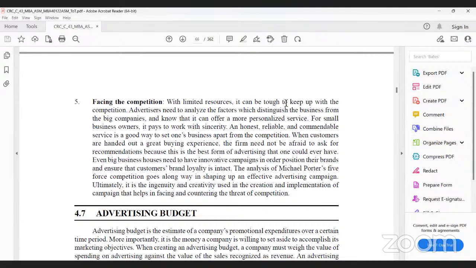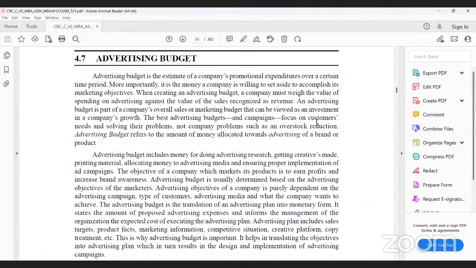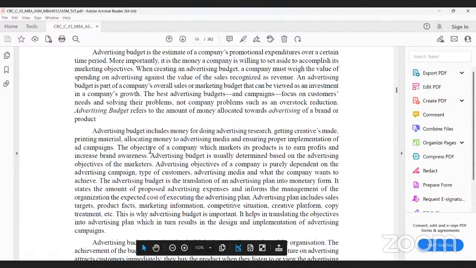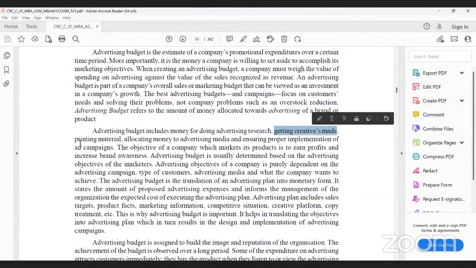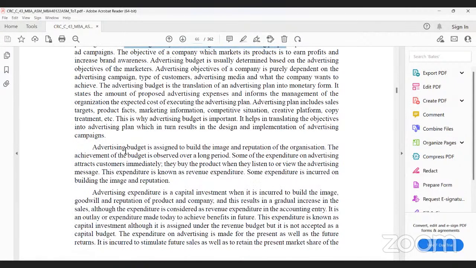So after this, 4.7 advertising budget: how the advertising budget will be estimated for the company's promotional expenditure over a certain period of time. Most important, it is the money the company will set aside to accomplish its marketing objectives, right? So advertising budgeting includes money for advertising research, creating and printing material, allocating money for advertising media, and ensuring proper implementation of the ad campaign. The advertising budget is assigned to build an image and reputation.